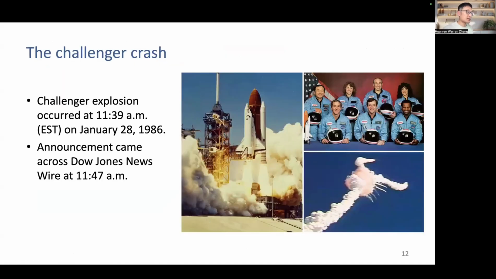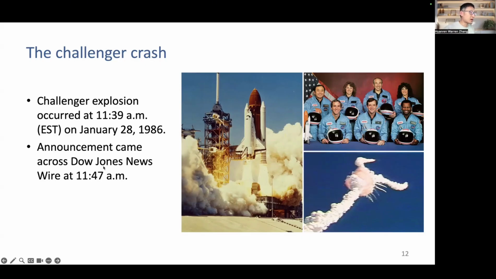Right? So as the last example, I will talk about the Challenger crash, and that provides evidence that the corresponding information can be quickly incorporated in the stock price, even private information. Right? So if you know some of the history, this Challenger space shuttle exploded at 11:39 a.m. on January 28th in the year of 1986.